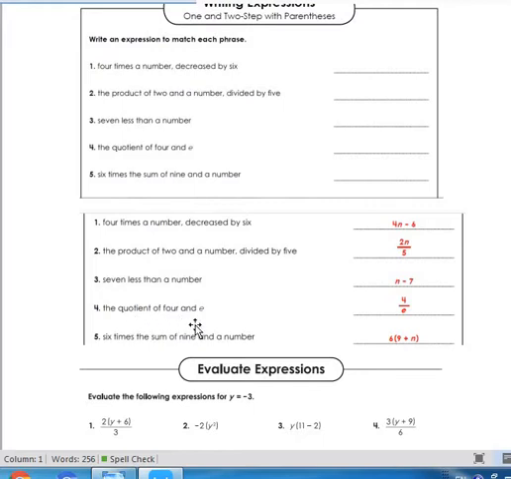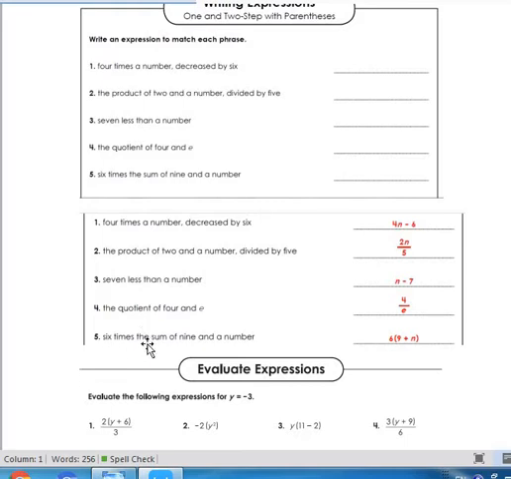The quotient of 4 and e. What's the meaning of this? I have the quotient of 4 divided by e. Quotient means divided here. So 4 divided by e. Do you know what the quotient is? It's the answer in the division process.